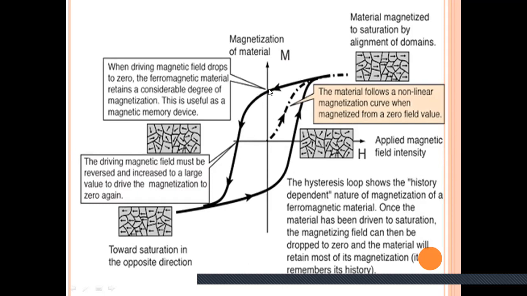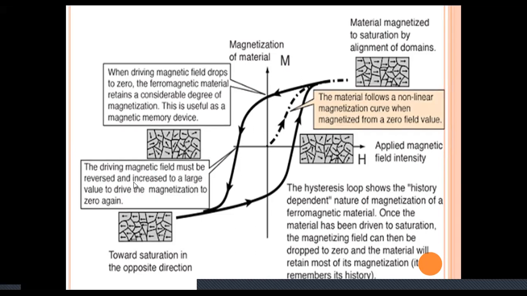And here, if we try to decrease the magnetization inside the ferromagnetic domain, then we have to apply the negative magnetic field intensity. Here we are applying from 0 to minus H. This means if we apply 0 to minus H magnetic intensity, then the magnetization of the magnetic material will be equal to 0. Okay, the driving magnetic field must be reversed and increased to a large value to drive the magnetization to 0 again. Here the magnetization in the material will be equal to 0.